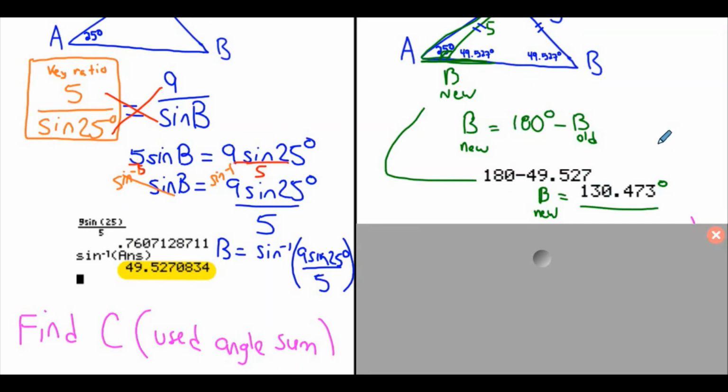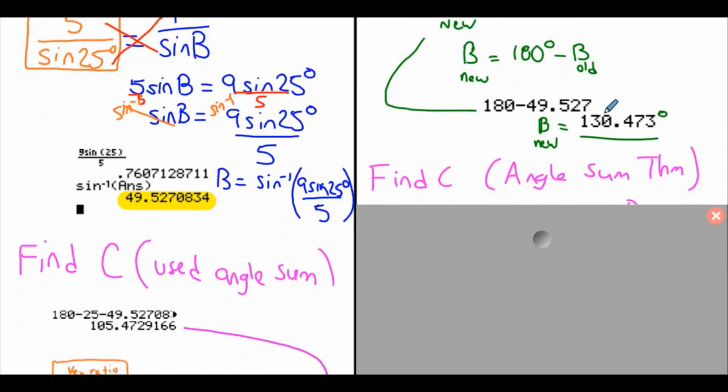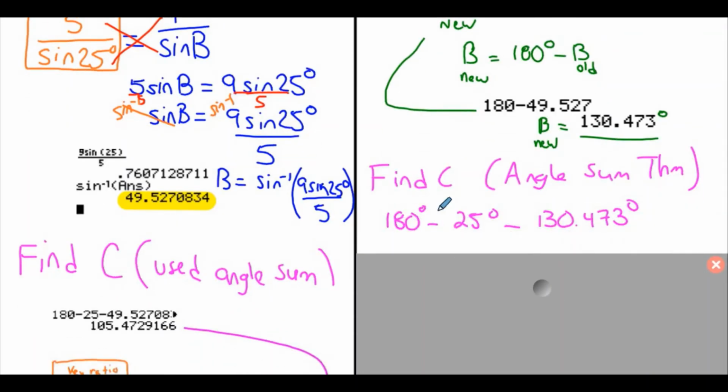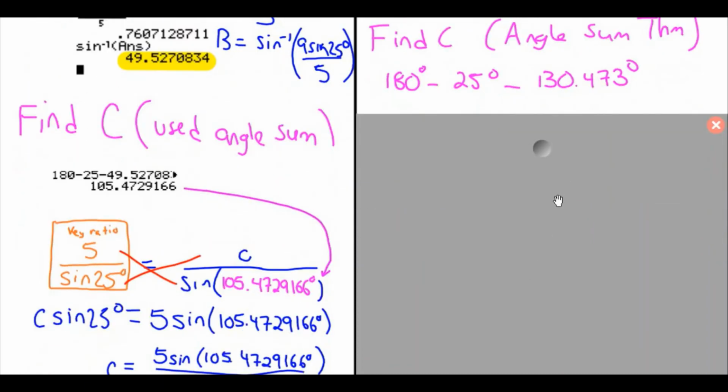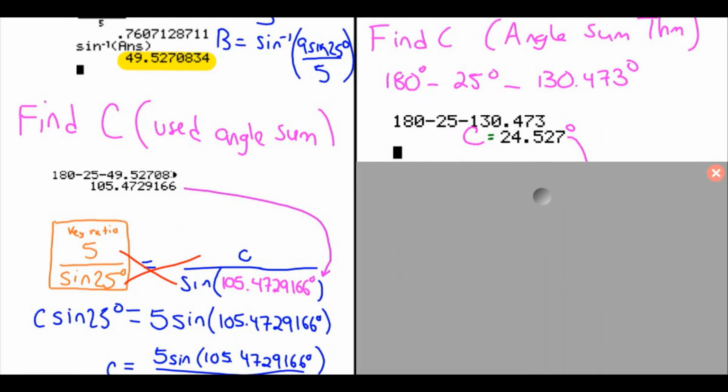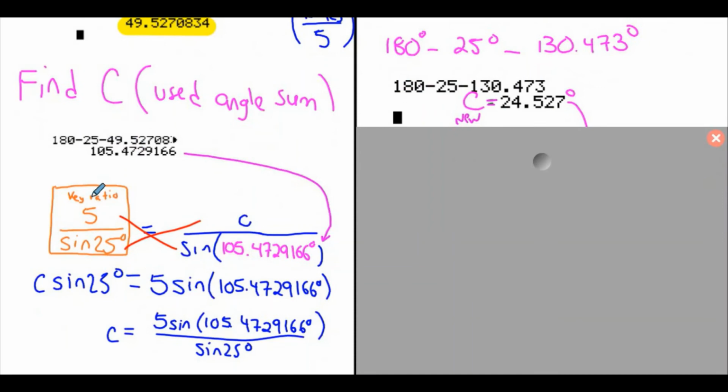At that point, once I understand that this is not trig, that it's geometry, every piece of it from this point is identical to over here using new numbers. What did I do after I found this 49.527? I used the Angle Sum Theorem. I'm going to do that again, but now I'm going to do it with this number. So I take 180, I subtract the given 25, I subtract 130.473, and that gives me that new C, right? We'll call this new C. New C is 24.527 degrees.